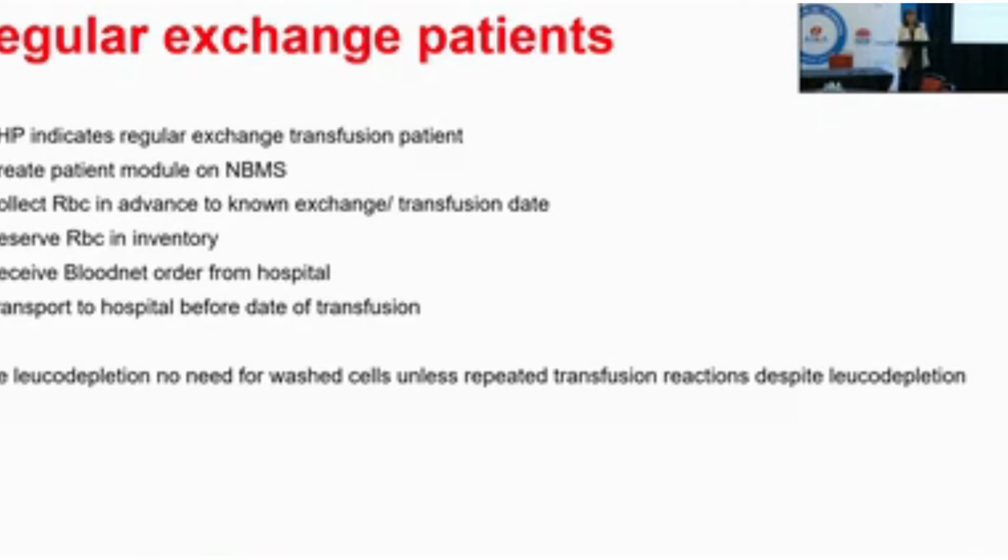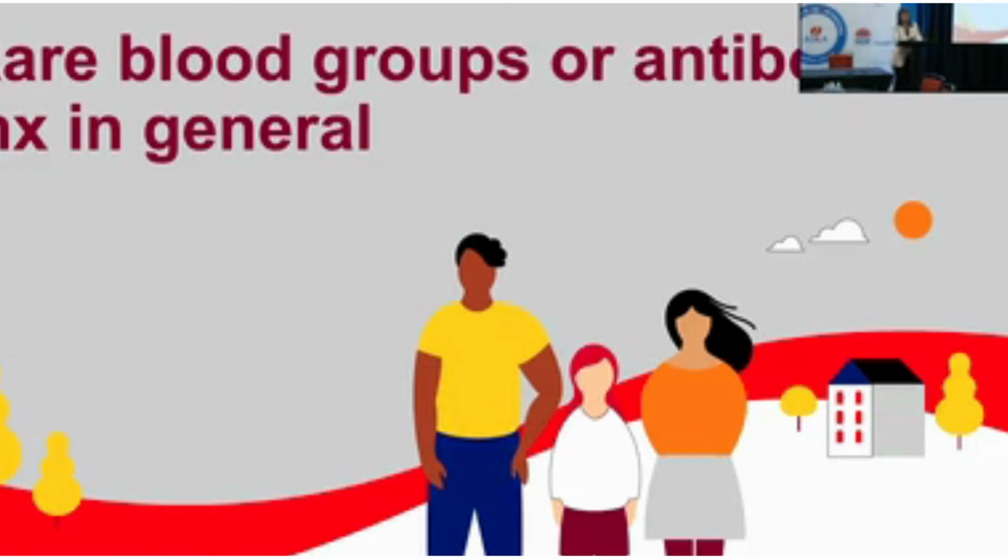Now, it is important to note that since leukodepletion, where we deplete our red cells of white cells, there's really a very limited need for washed cells. We will only supply washed red cells if a patient has recurrent transfusion reactions despite leukodepletion. So how do we manage rare blood groups or antibodies, just in general?